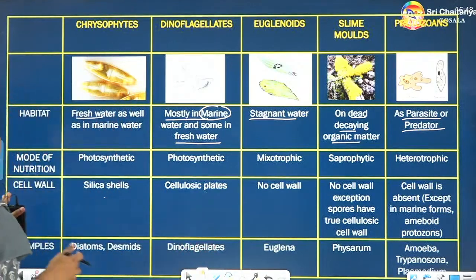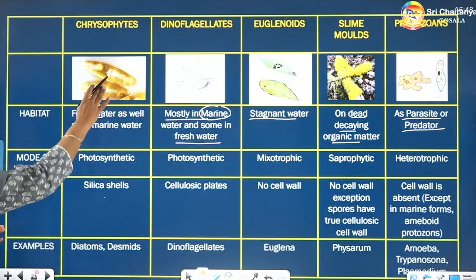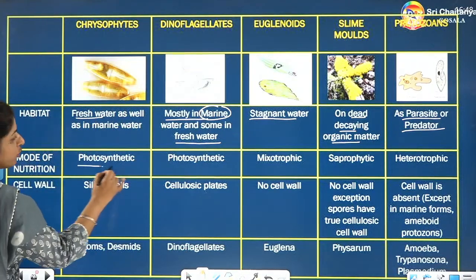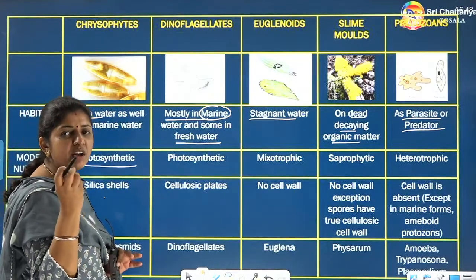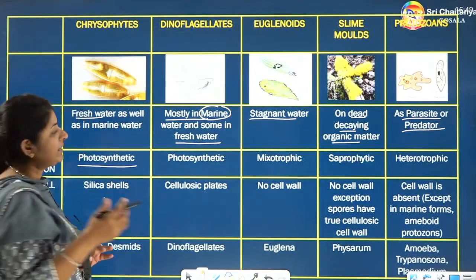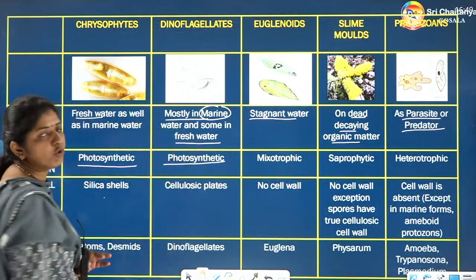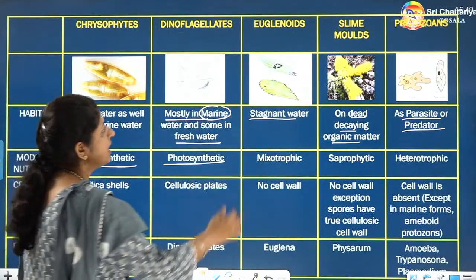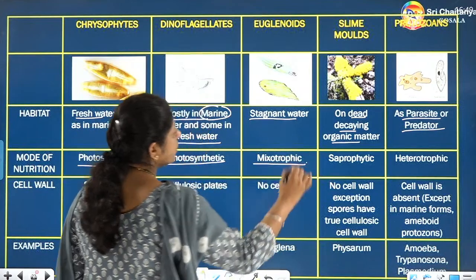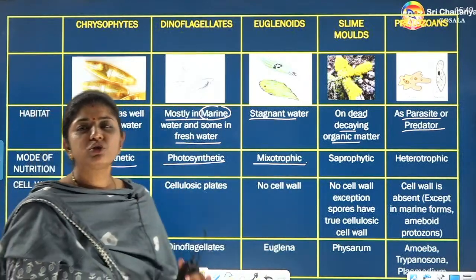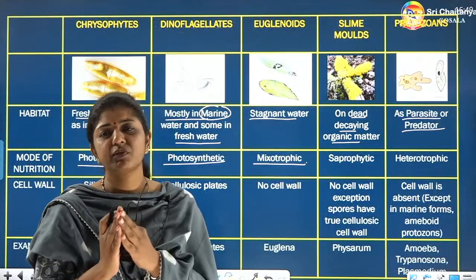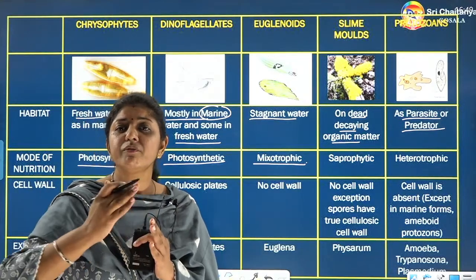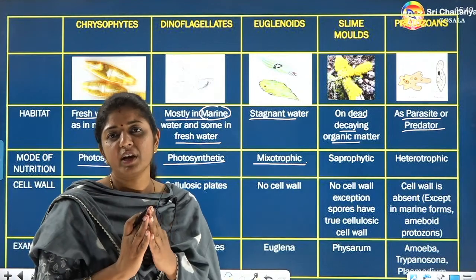Now coming to the mode of nourishment. They have pigments, so they are photosynthetic. Even dinoflagellates have pigments. What are pigments? Like chlorophyll. That's why you call it a photosynthetic organism. And euglenoids, you call them mixotrophic. Mixotrophic means which can behave both as autotrophic as well as heterotrophic. Not different organisms, the same organism.